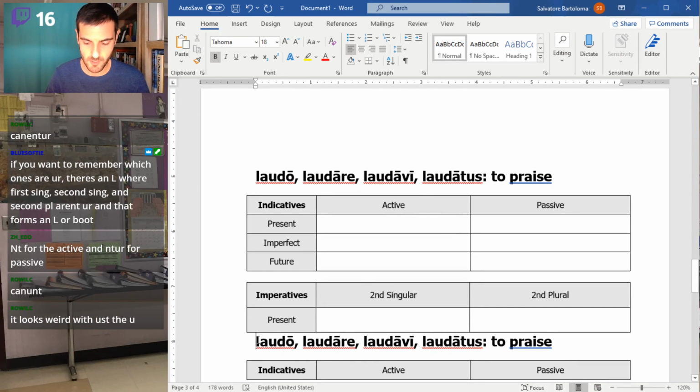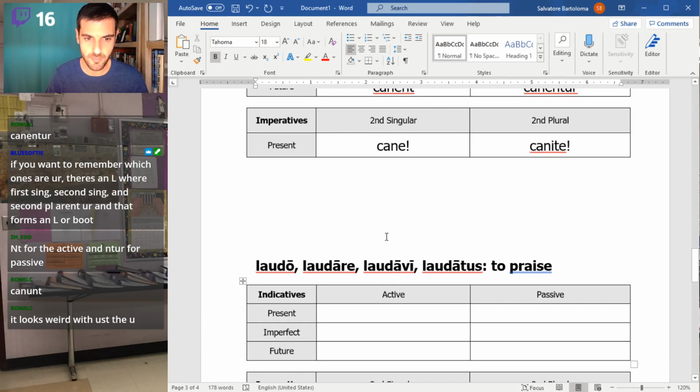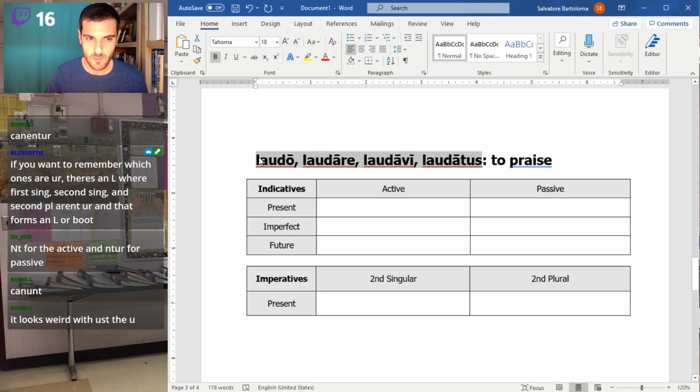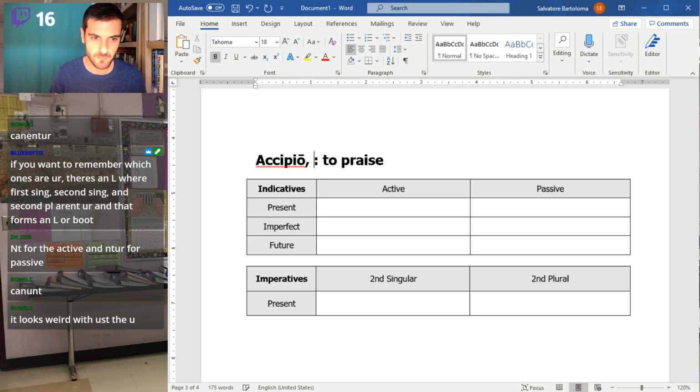All right, let's get to the good ones. Let's do some third IO. So how about... just jogging my brain for exciting third IO verbs. We'll do a common one. Accipio, accipere, accepi, acceptus.